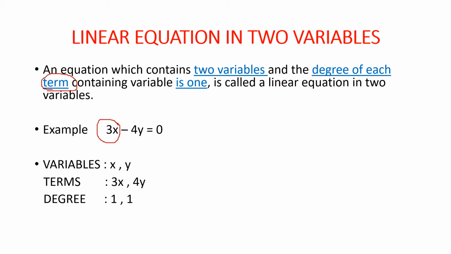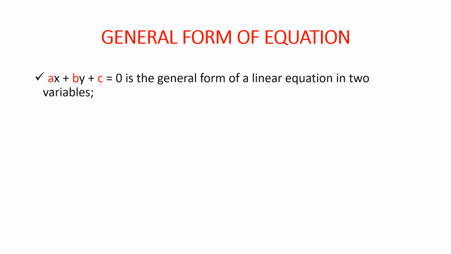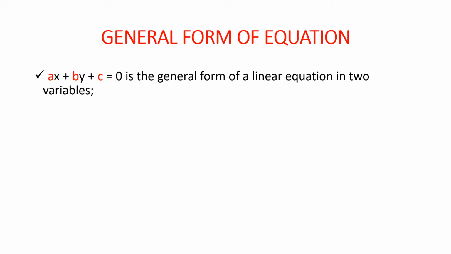Now let us proceed further and understand something more about these linear equations. We are now going to understand the general form of an equation, how we write out the equation in a proper way. So ax plus by plus c is equal to 0 is the general form of a linear equation in two variables. I have highlighted the a, b and c in red color, which means these a, b and c are going to be numbers. Now a and b will be the coefficients of x and y, whereas c will be a number.